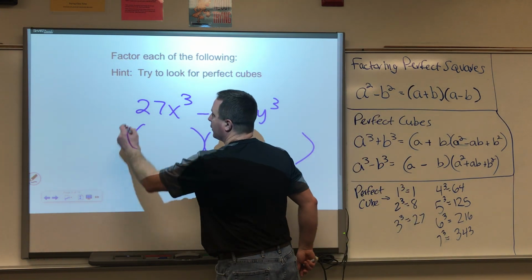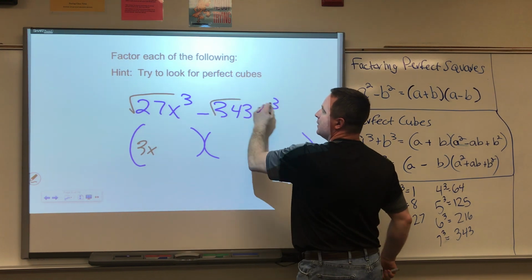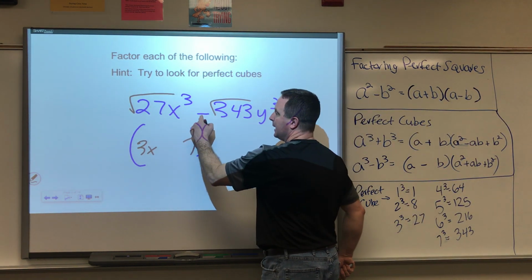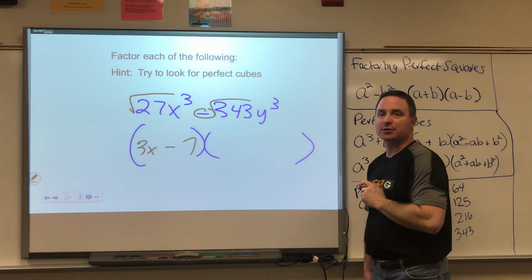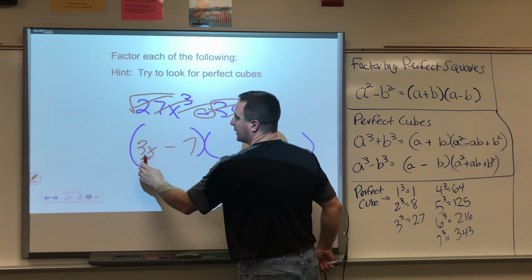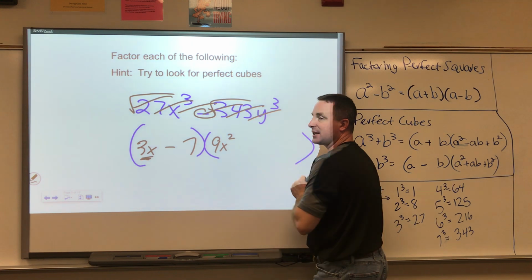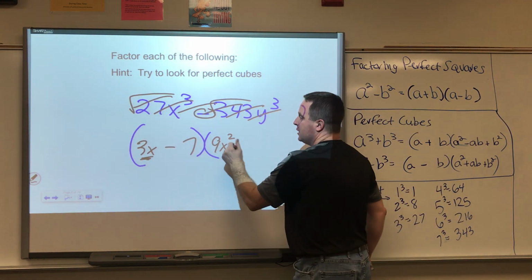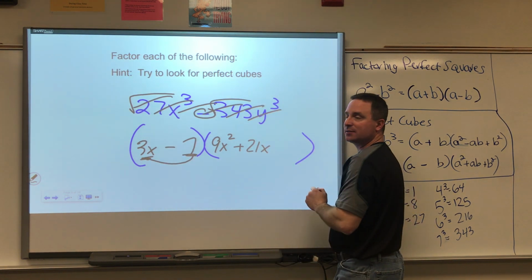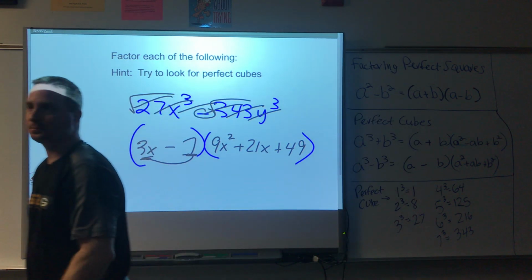The cube root of 27 is 3, so it'd be a 3x. The cube root of 343 is 7. And I'm going to keep the same sign, subtraction. So 3x minus 7 is that first part. And then we're done with this. I square this one to get the first number. So 3 squared is 9x squared, not 6, but 9x squared. Change the sign and multiply. 3 times 7 is 21x. And I square the last number, I get 49.